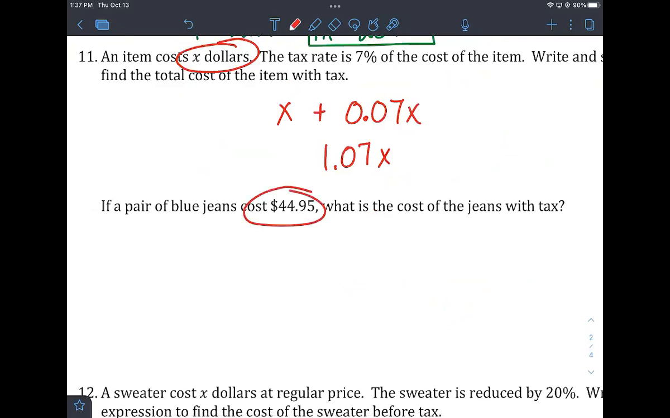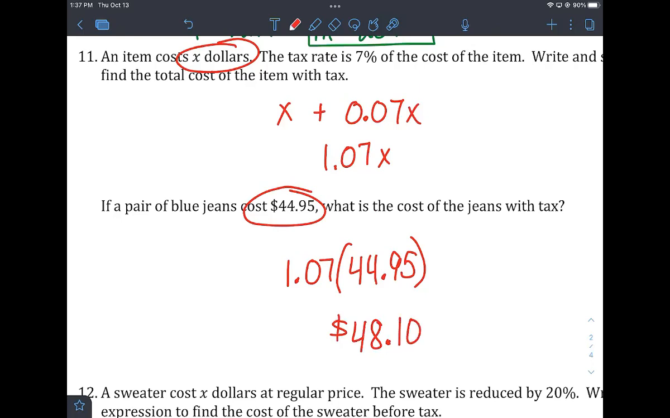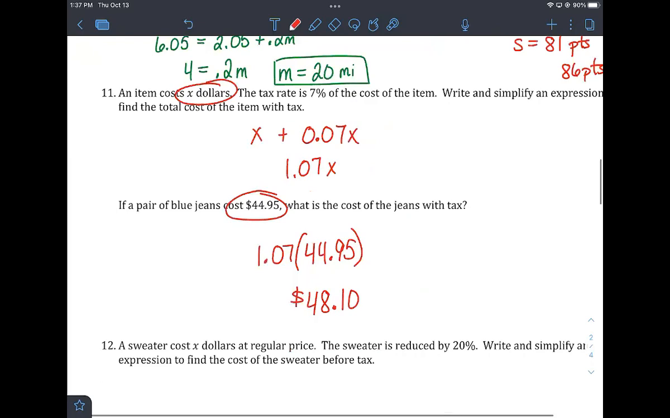You just bought a pair of blue jeans that cost $44.95. So what's 1.07 times 44.95? Now we're talking about a dollar amount, so please give me your answer rounded to two decimal places. $48.10. Is that what it rounds to, two decimal places? All right. Then we have our last problem.